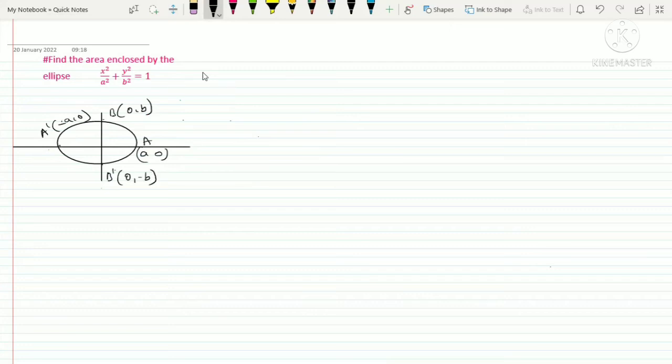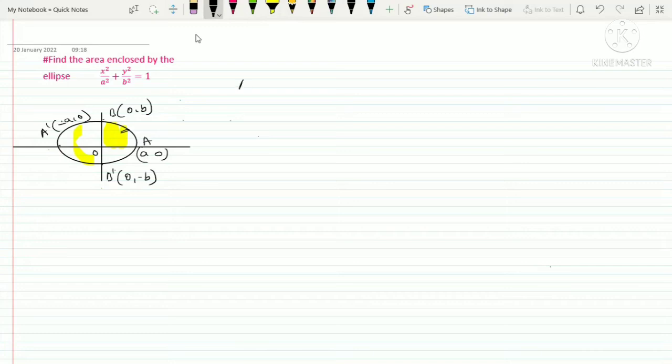Now, to find the area of the total ellipse, first I will find the area of this one, into 4, and you will get the area of the total ellipse. Is it right? First I will find how much area is bounded by the curve in the first quadrant. This is 0.